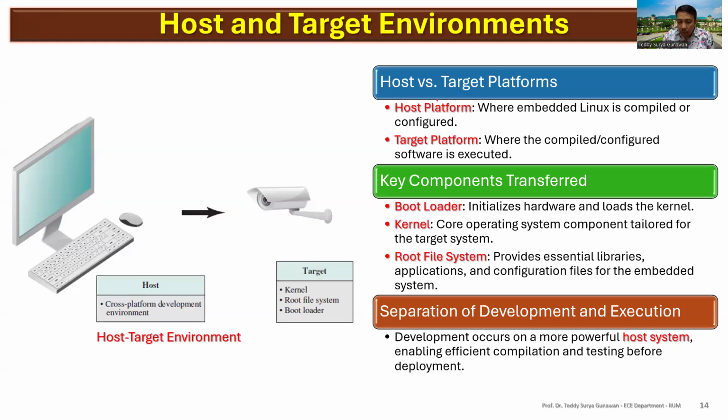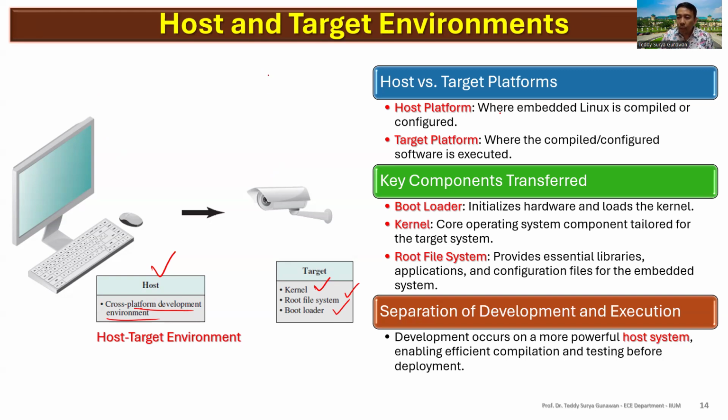So, how do we program the embedded system? We have the host and target environment. Normally, you do the programming on the host, and then target a specific device, for example, a smart camera, that contains the kernel, root file system, and bootloader. And of course, here you need a cross-platform development environment, similar to when you are developing Android apps: you develop on the PC and then you install the app on an Android smartphone.